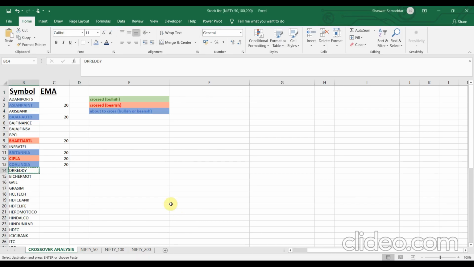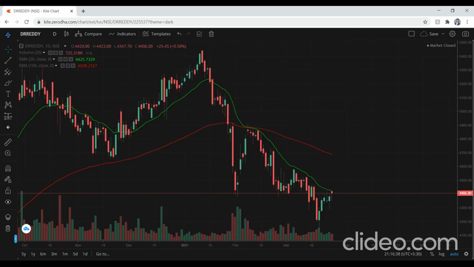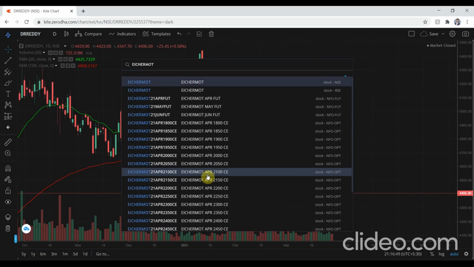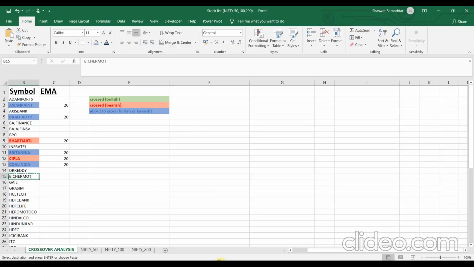What was Dr. Reddy? I forgot. Copy this down. Yeah, okay, sorry. It was quite far from the 100 moving average, as you can see here. So let's move on to the next stock, Aishan Motor. The gap between the 20 and 100 EMA is quite close. It might happen that it could come here and, without crossing the 100 EMA, bounce back from here. That would be a bullish sign too. So I color it as blue. It's again a 20.